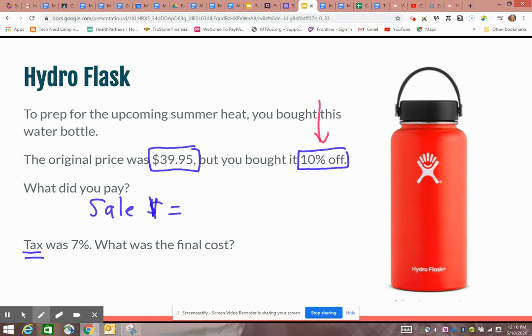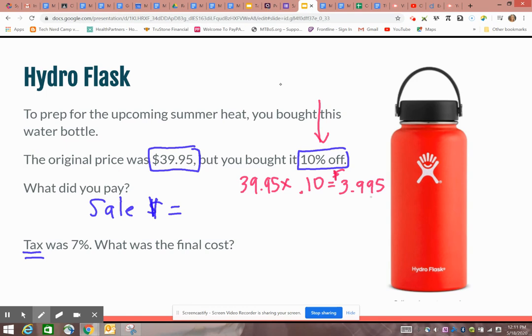So I'm going to start by taking my 10% off. I'm going to write that as my discount at 0.10, or 10 hundredths. And I'm going to multiply that by the original $39.95. Okay, now go ahead and multiply those on your calculator. So I hope your price matches with mine, your discount. I get 3.995.